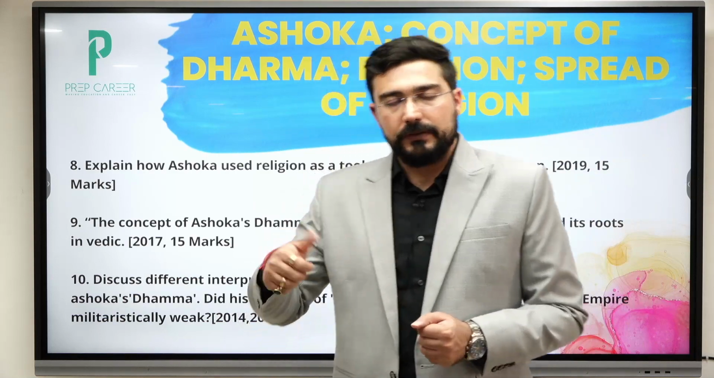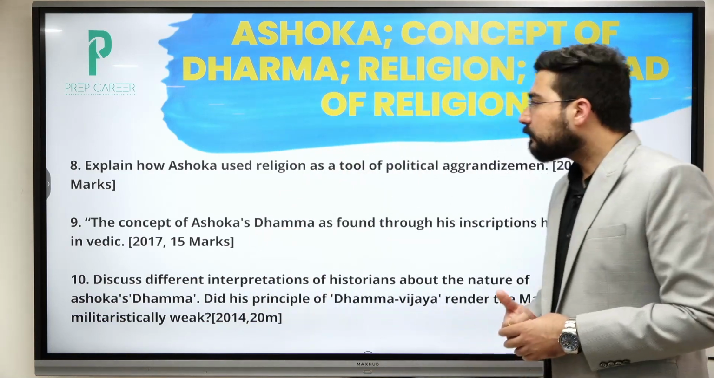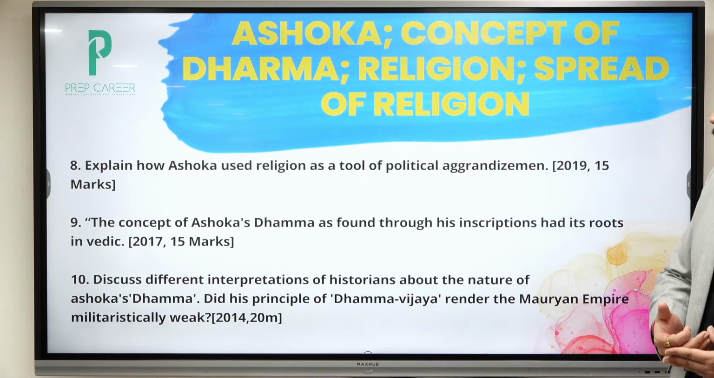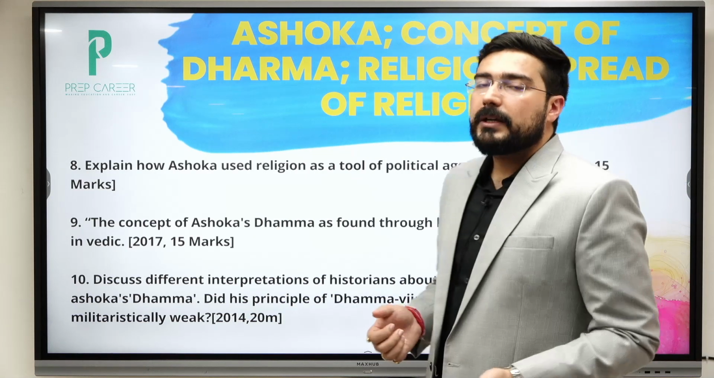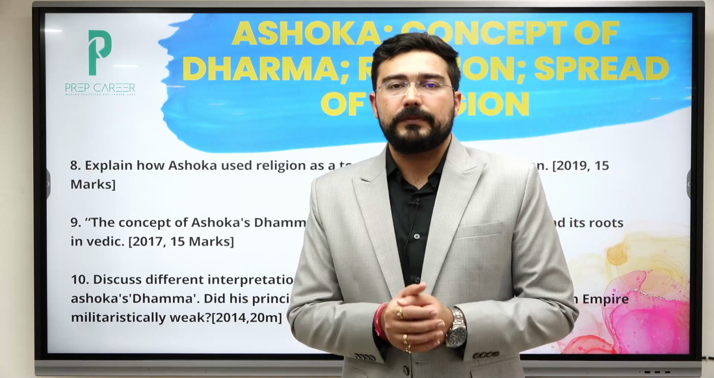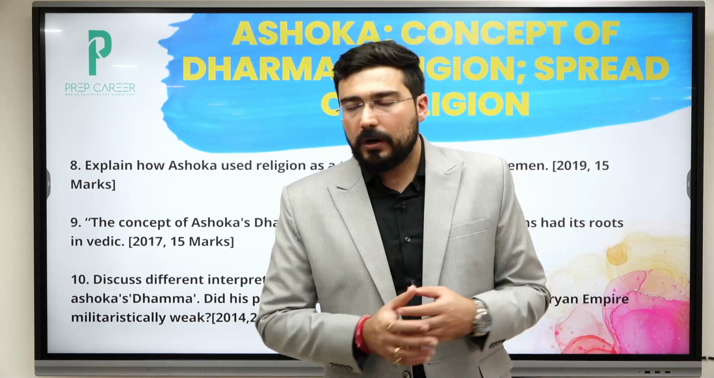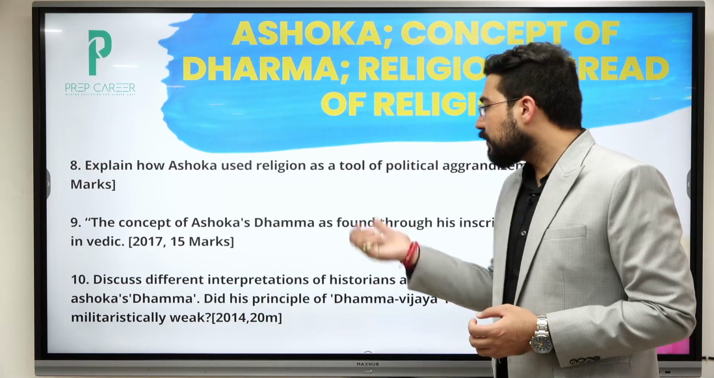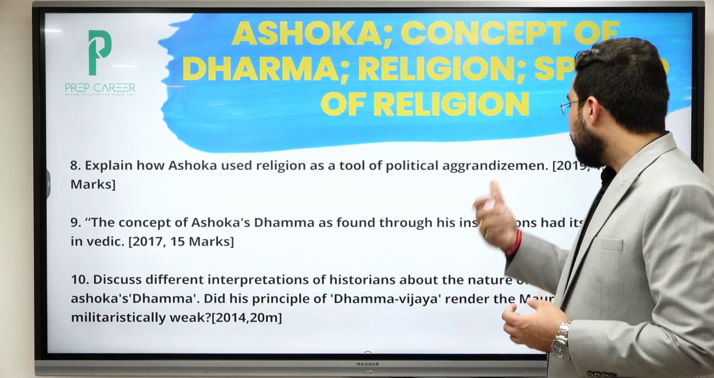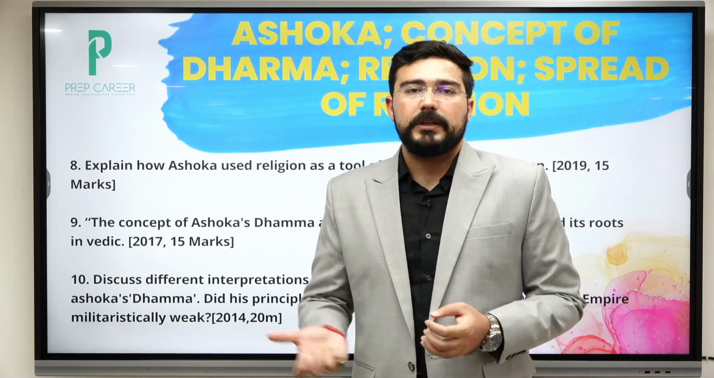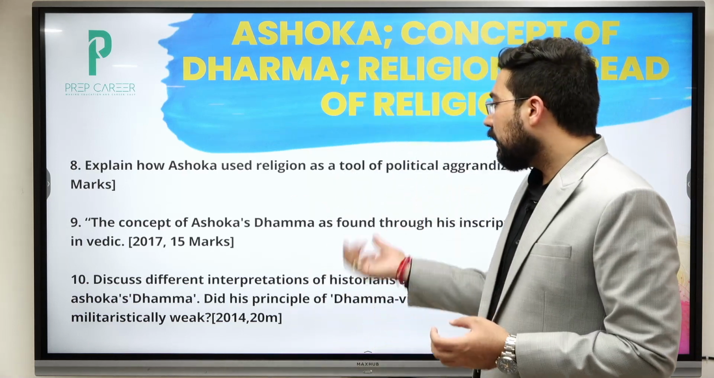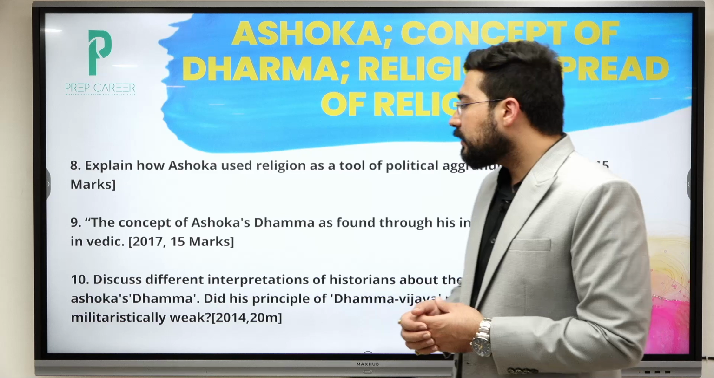Okay, which is even asked in the interviews. So how Ashoka used religion as a tool of political aggrandizement. Aggrandizement means how he used it to increase his sphere of the Mauryan polity. Second, we can see the concept of Ashoka's Dhamma as found in his inscription had its roots in Vedic, or in Vedas. Next, we should discuss different interpretations of historians about the nature of Ashoka's Dhamma.